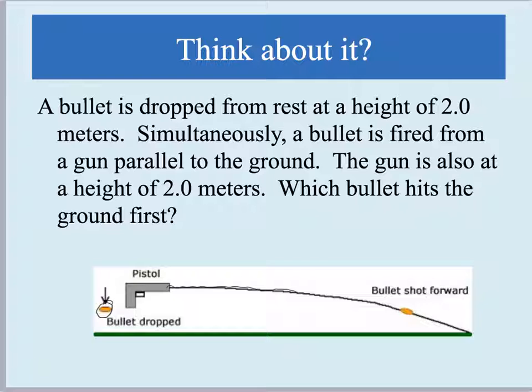So if you drop the bullet at the same time the bullet is shot forward, now again, this has to be horizontal here. I'm not saying that you shoot the bullet up in the air and it goes up and then back down. I'm saying if you shoot it horizontally out from the chamber of the gun, that bullet starts to fall at the same rate that a bullet that's just dropped falls. The horizontal component has nothing to do with the rate at which it falls downward. So that's the idea, that both objects will hit the ground at the same time.